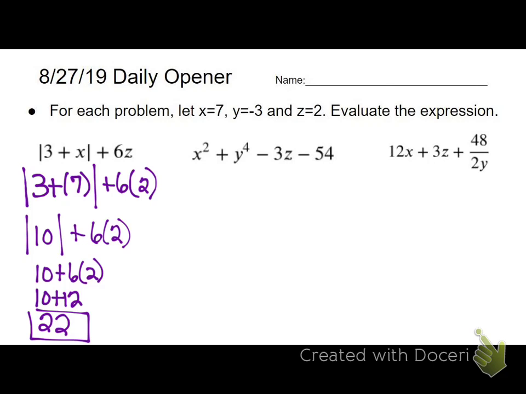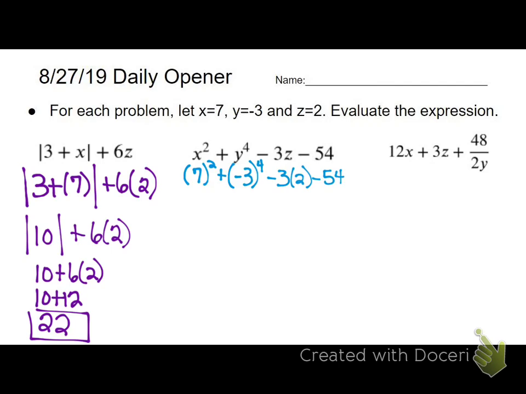x squared plus y to the 4th minus 3 times z minus 54. So I'm going to put my parentheses, and what do I substitute for x? 7. Parentheses, what do I substitute for y? -3 to the 4th. For z I substitute 2, and minus 54. All right. So now once I've substituted, I go through and I use order of operations to finish my expression.